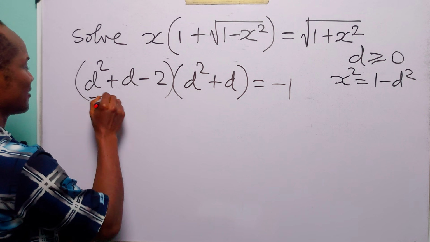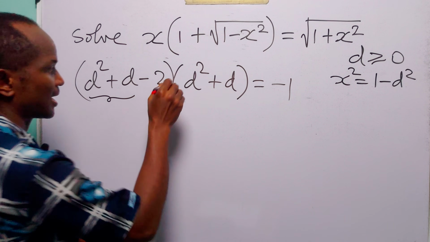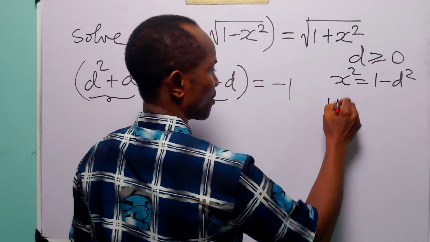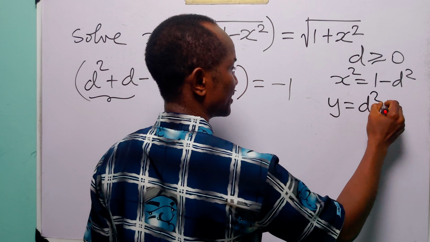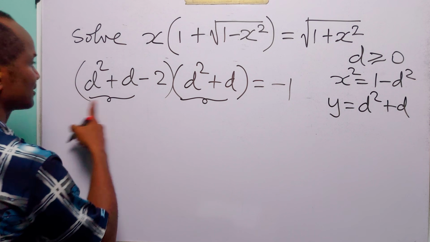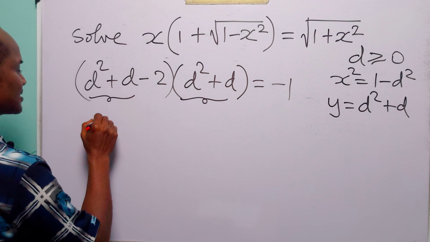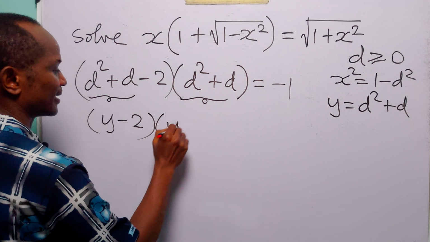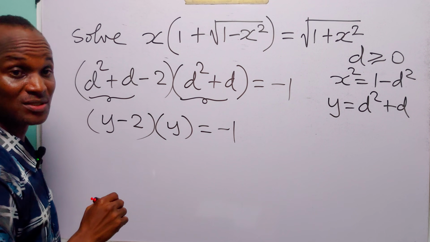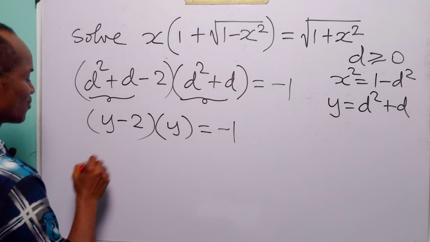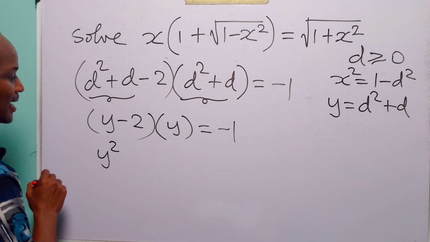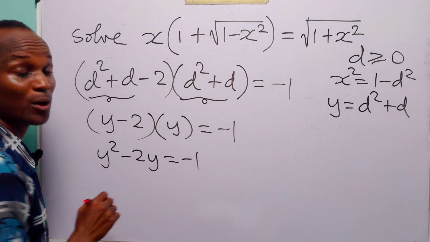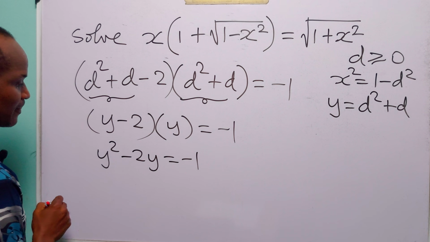Now notice that here we have d squared plus d. And here we also have d squared plus d. So let y be equal to d squared plus d. That means that this equation can be written as y minus 2 multiplied by y is equal to minus 1. Y times y is y squared. Minus 2 times y is minus 2y, and this is equal to minus 1.